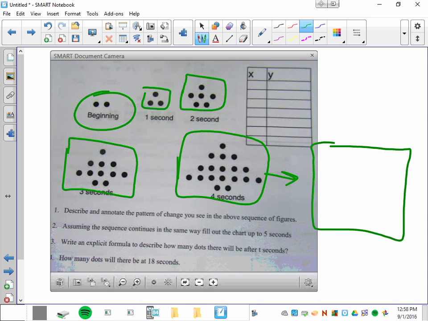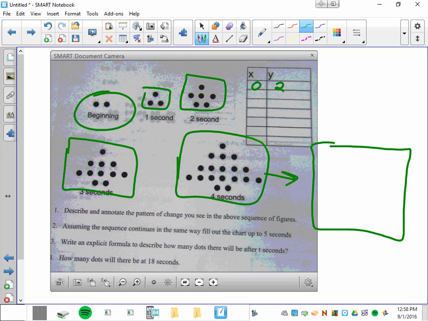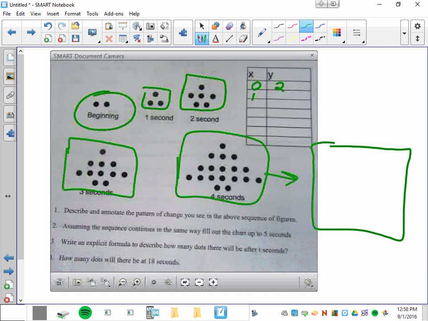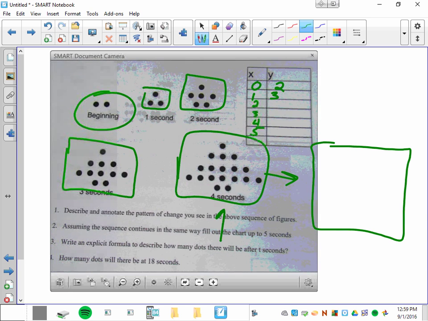Number 2 says, assume the sequence continues in the same way. Fill out the chart up to 5 seconds. So the first one is going to be 0 seconds. There are 2 dots. 1 second, there will be 3 dots, and so on. Going on down, 2, 3, 4, and 5. 4 you can count. This is 4 seconds.